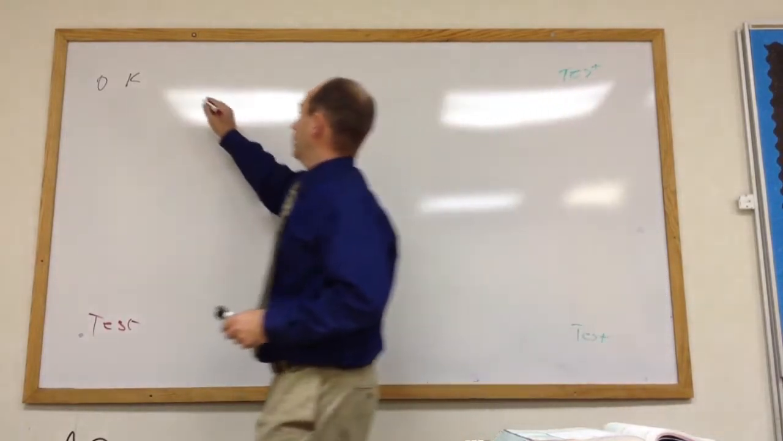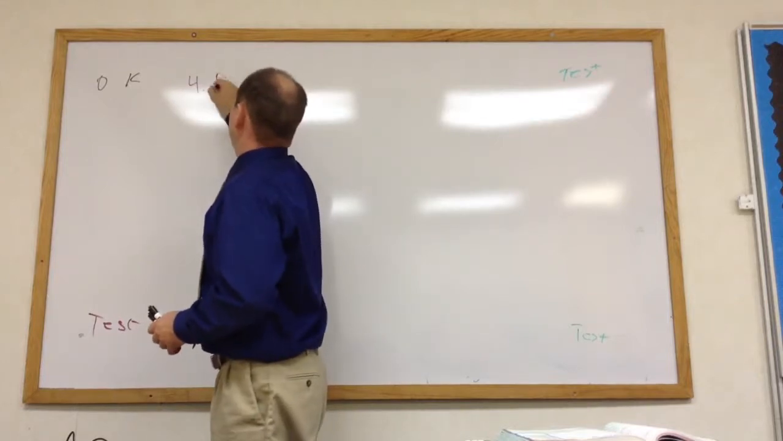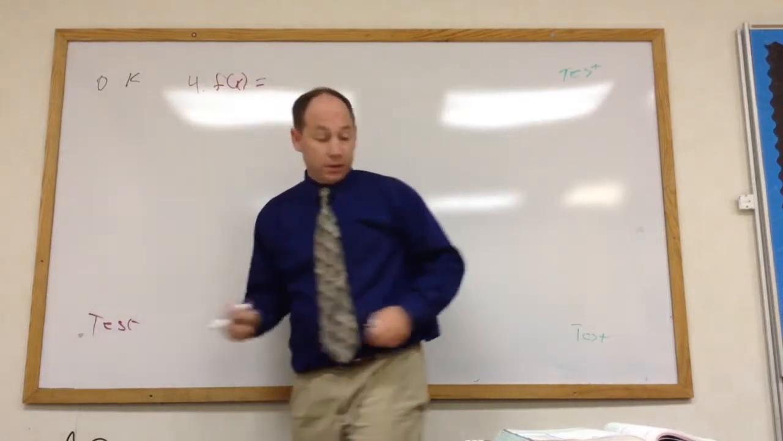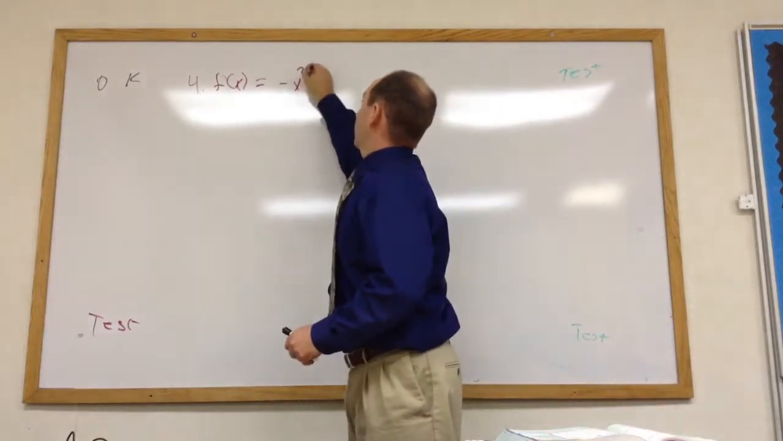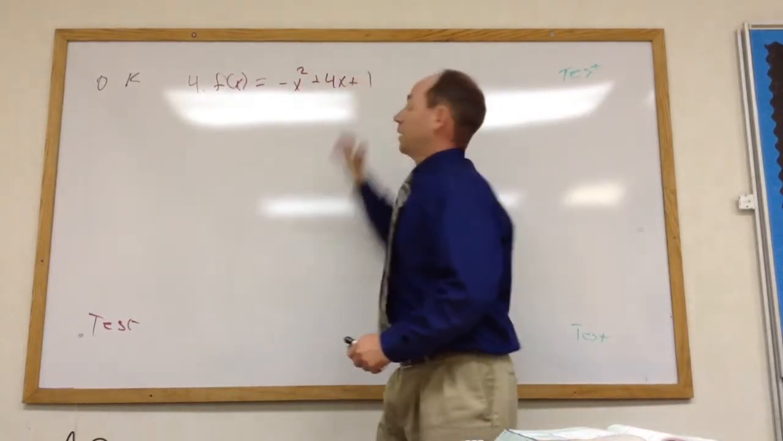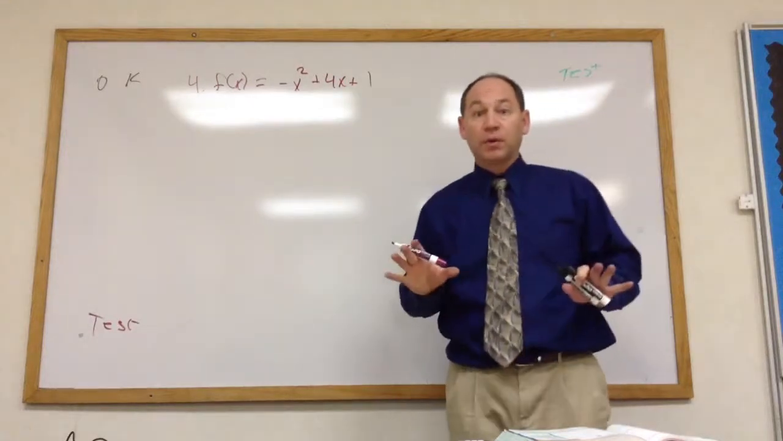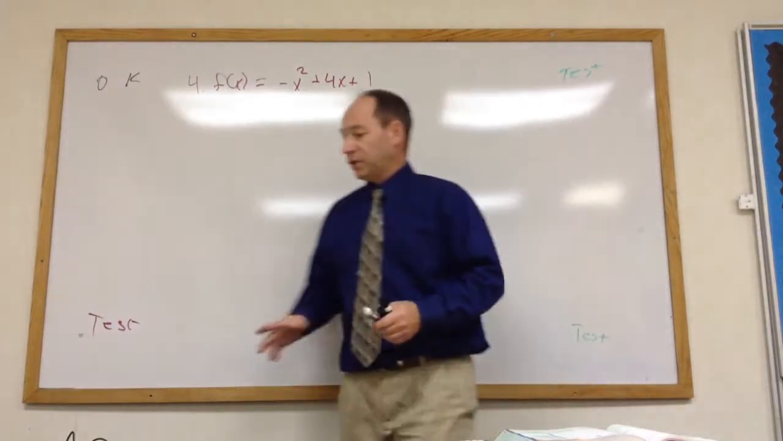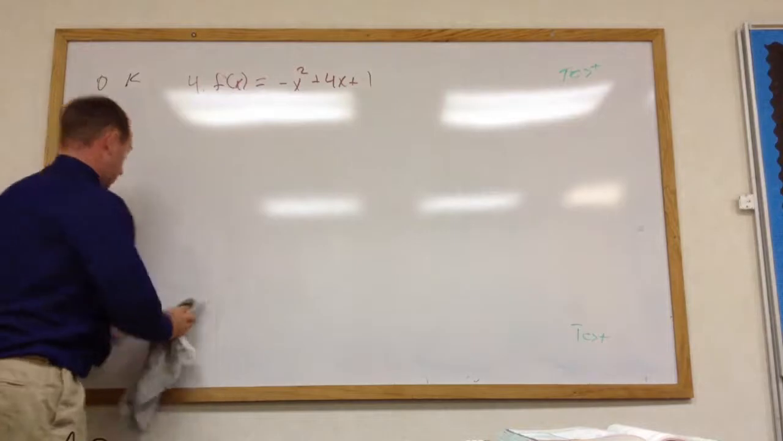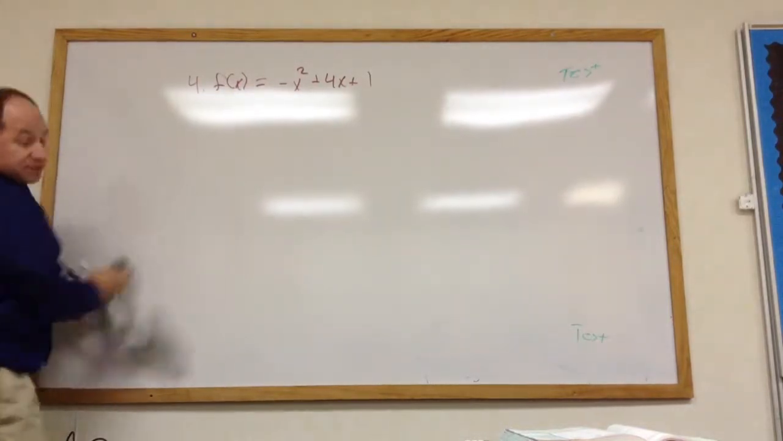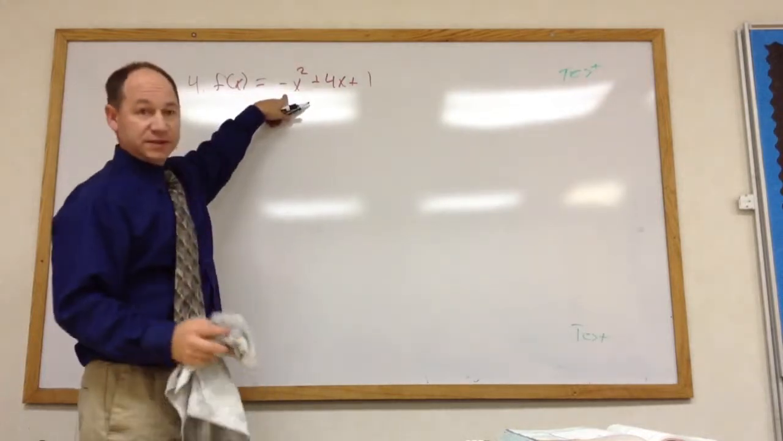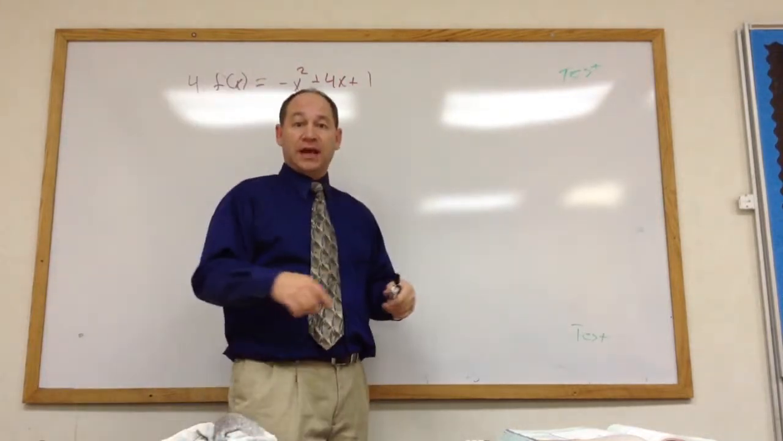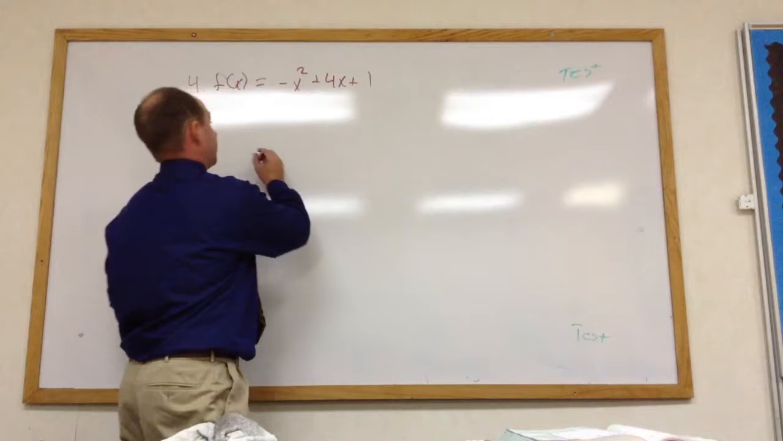For number 4, it talks about f of x equaling negative x squared plus 4x plus 1. And then it asks a bunch of questions. What do we know about this? Well, first of all, I know that it's a quadratic, so this is going to be a parabola that's opening up or down. In this case, because this is negative in front, it's going to open down. So I know I have this type of a shape.